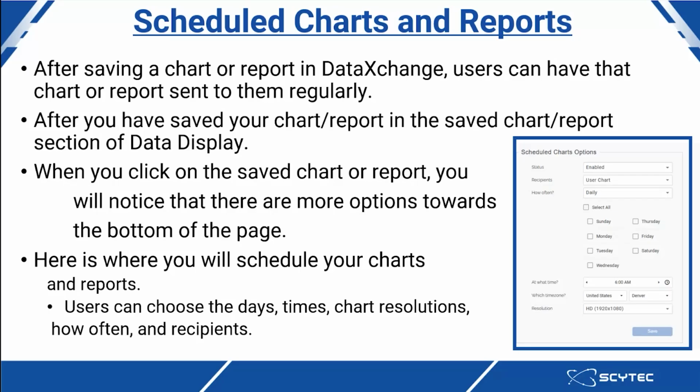And if you look over on the right-hand side, you can see that you have a bunch of options. First, you need to enable the status so that the scheduled chart or report will then be sent. And then you can choose the recipients based off of users, user groups, or you can have it sent to yourself. And then you can choose how often, where it's daily, or you can select specific days and at what time zone, as well as the resolution for these scheduled charts and reports.